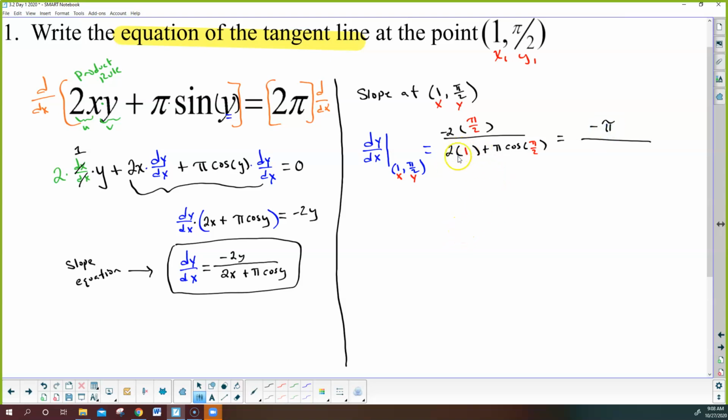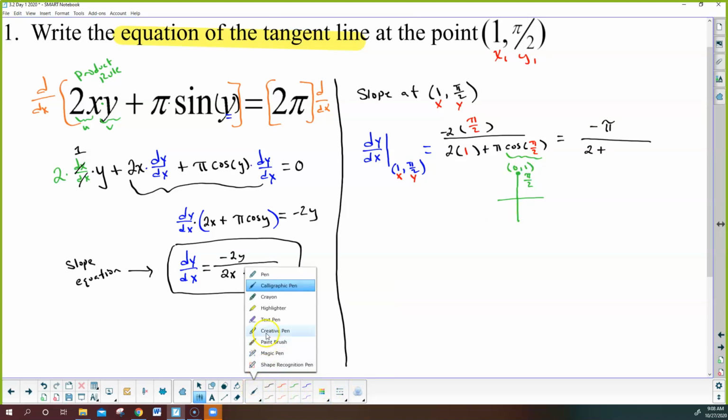And then on the bottom here, we get 2 plus, and now we have to figure out, this is where if you memorize the unit circle, you know this answer without doing any work. But if I'm at pi over 2, that's at the spot over 0, up 1. What is cosine of pi over 2? Cosine is always the x value. So this whole thing is going to be 0.